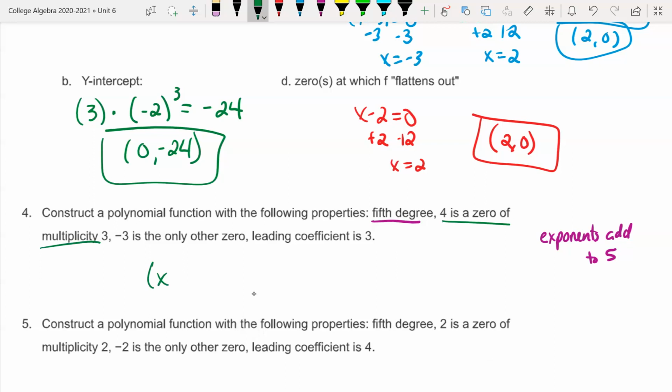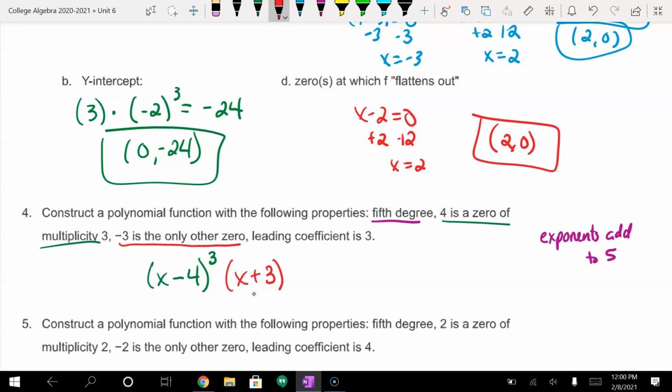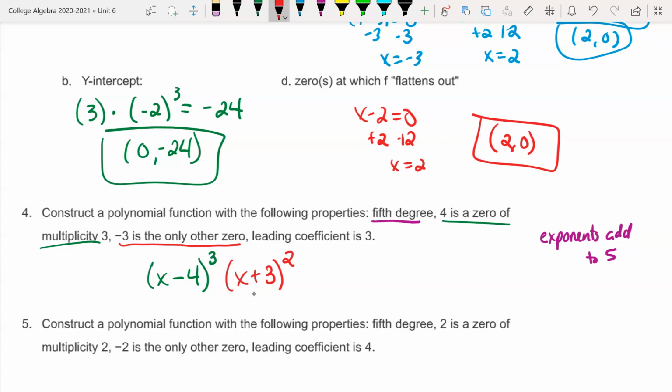All right, 4 is a 0, multiplicity 3. That means I'm going to use opposite signs. So instead of positive 4, I use a negative 4. I'm going to raise it to the third power. Negative 3 is the only other 0, so I would take x plus 3. I know my degree has to be 5, so the only other 0 means it's going to have an exponent of 2 because I already had 3. If I take 3 plus 2, that gives me 5. My leading coefficient is 3, so I just put a 3 out front.